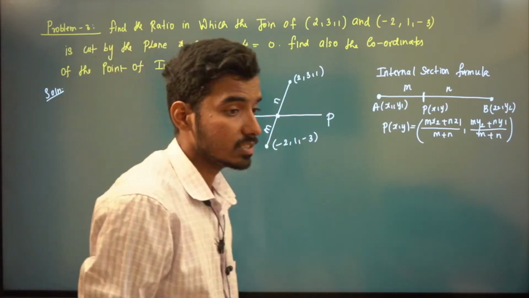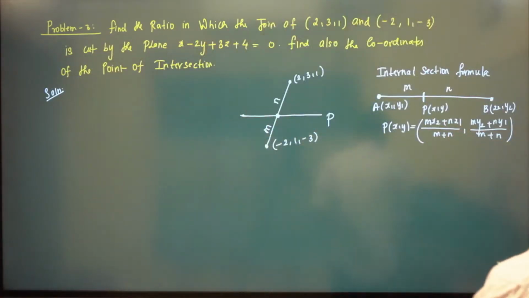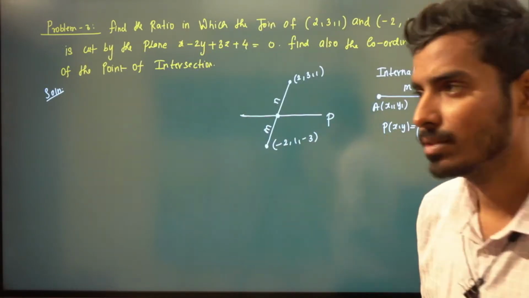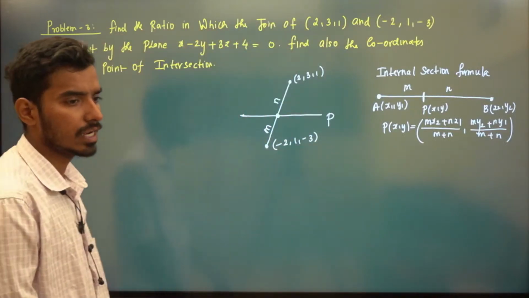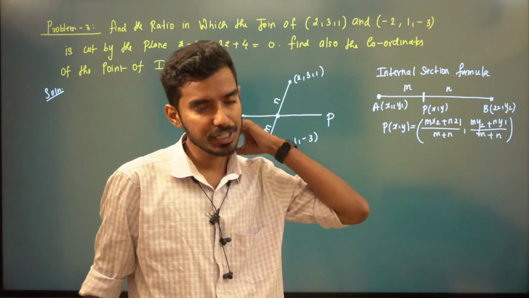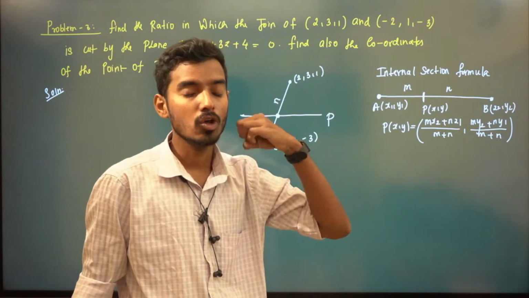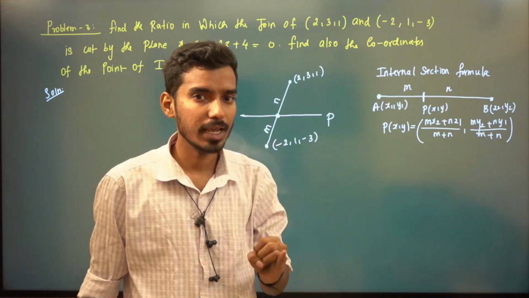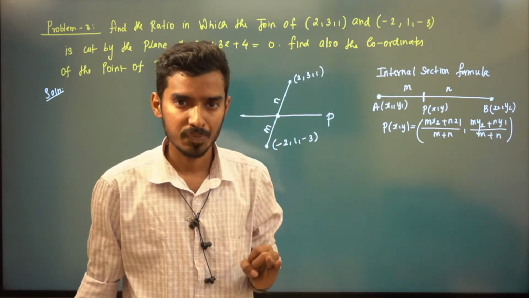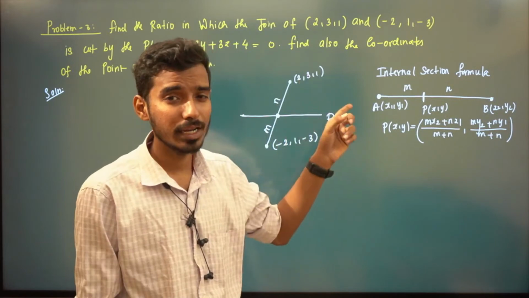So what is the equation of this line? Very simple, right? You know two coordinates, but any one coordinate is enough to find the equation of a line, and you need to know the direction ratio also. If you want to write the equation of a line, as I have already said, you should know any one point on that line, and you should know the direction ratio, right? But here we know two coordinates.